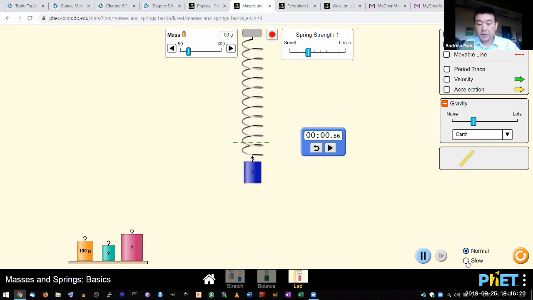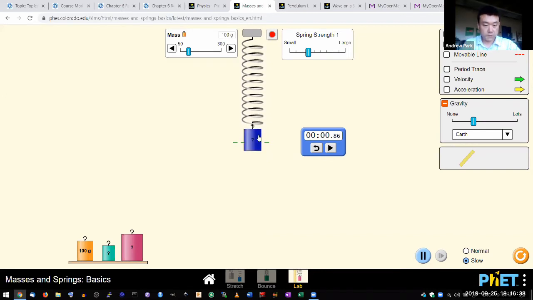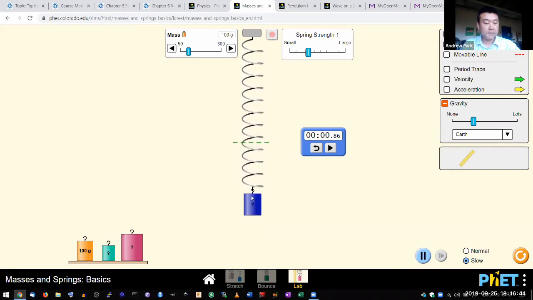So here's a question, which you're welcome to answer, but you can also treat it as rhetorical. How do you think this period is affected if I make this mass move in a larger range of motion? You see the range of motion here. Let's say I double it. I pull it way down here and make it move double the distance. Would it move just as fast, slower, or faster? By slower, I mean, would it take a longer time to move back and forth?